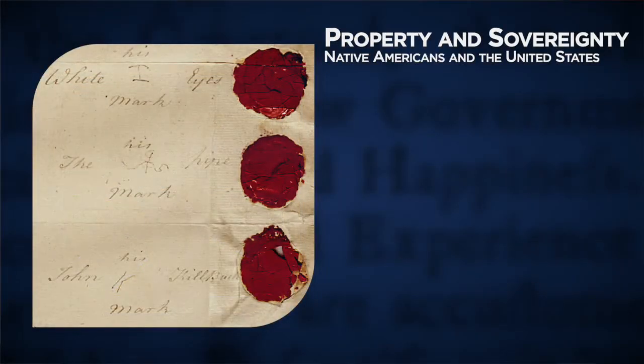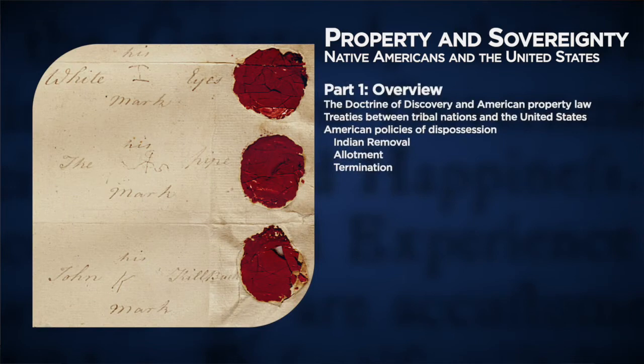This lecture, entitled Property and Sovereignty, Native Americans in the United States, will examine understandings of Native American sovereignty and the role of the United States in the dispossession of Native American land. We will start by introducing the broader history of interactions between Euro-Americans and Native Americans, which largely centered on theft of Native American lands and the various ways that Native Americans resisted.